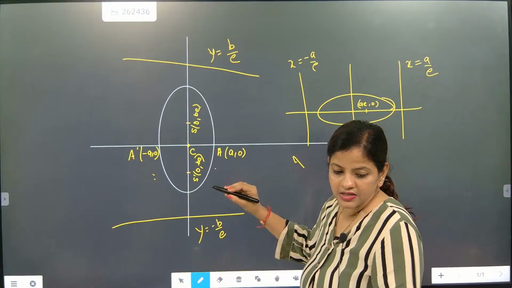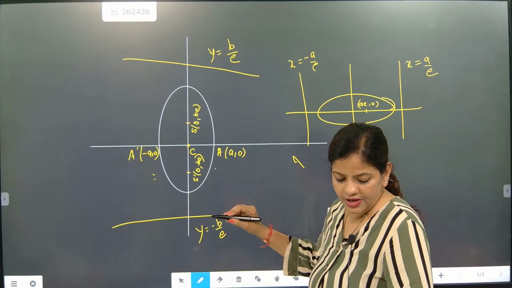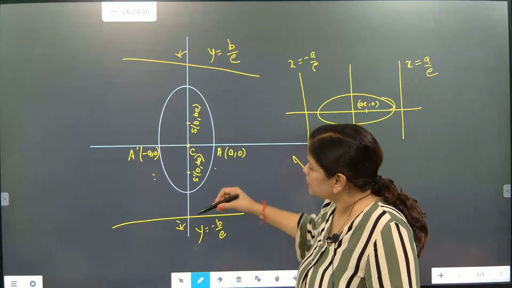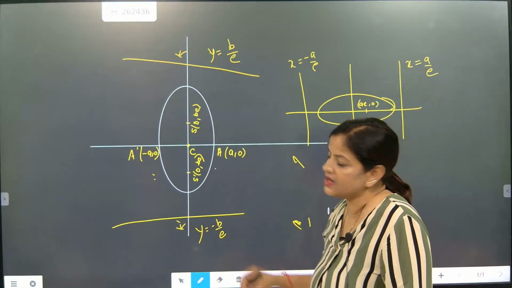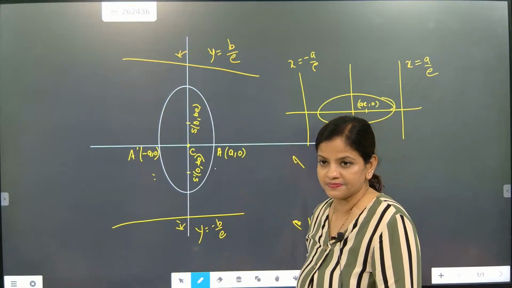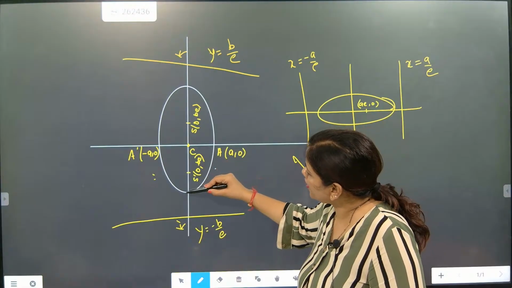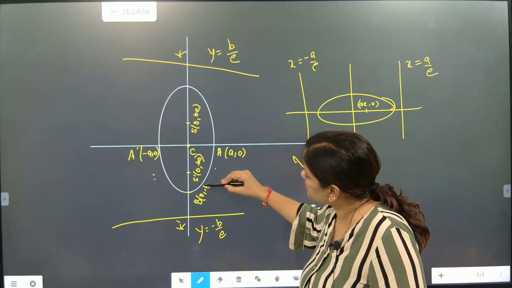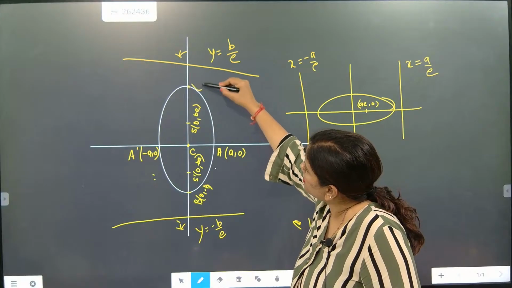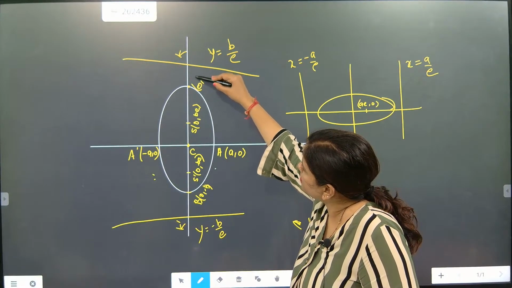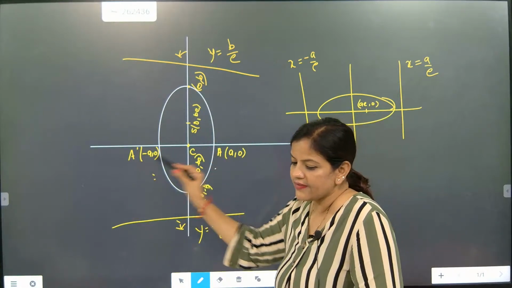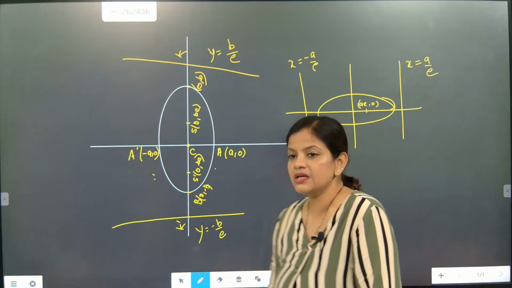So this will be considered as K and this will be K dash. So the distance between the directrix lines will become 2B by E. Now the vertex point here is B, so it will become 0 comma minus B and the other will become 0 comma B. So this is the major axis, semi-major axis, and this part will become the minor axis.